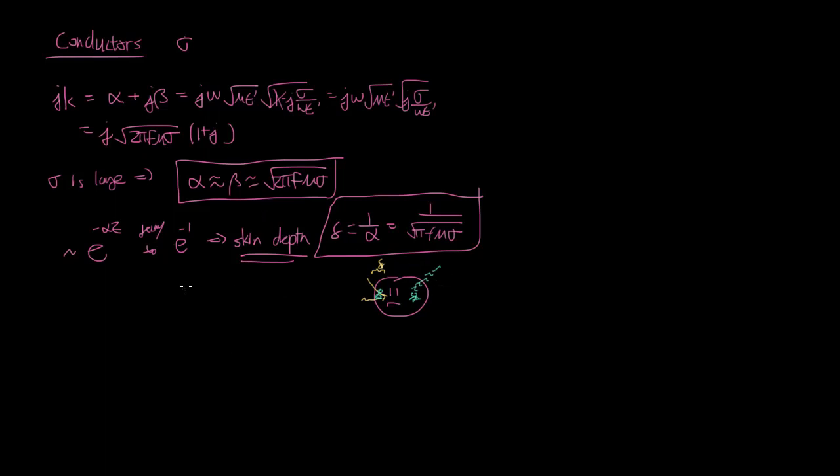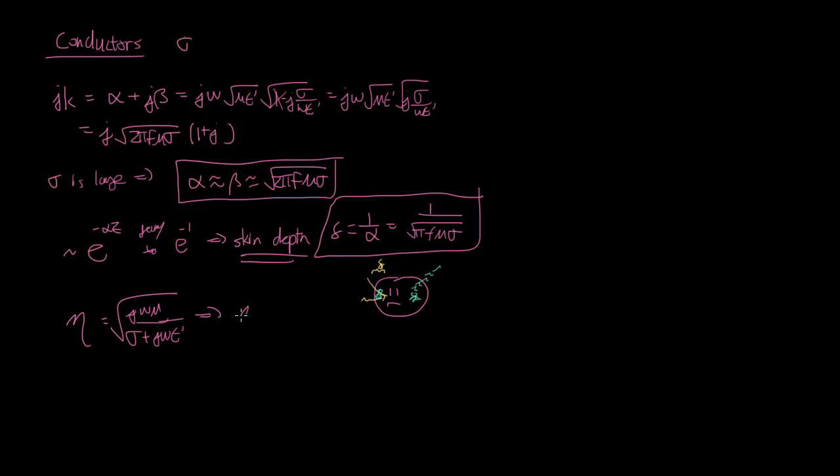So the skin depth is, as it sounds, a measure of the amount of penetration that a propagating wave would have if it tried to enter a conductor. If we applied the same kind of approximation to eta, we'll find that eta is equal to the square root of j omega mu over sigma plus j omega epsilon prime. And again, we're assuming sigma is much greater than epsilon prime.